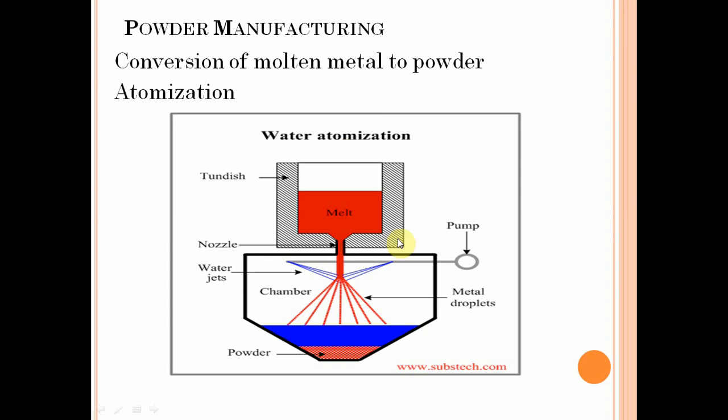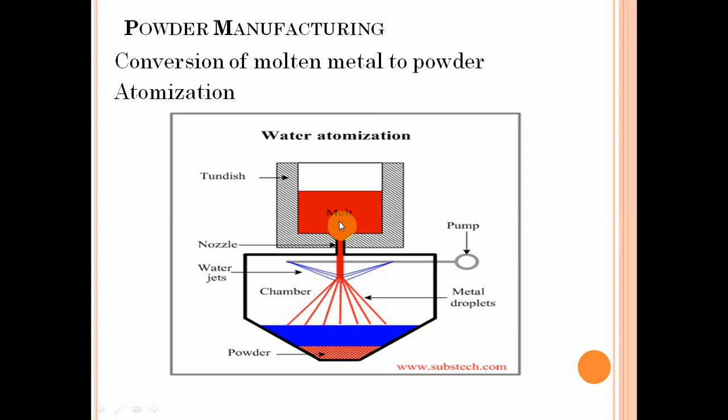atomization, the metal is kept inside the tundish. It is called the tundish, and a small hole is made here that we call the nozzle. Through the nozzle, the metal enters into the metal jacket. Once the metal comes through the nozzle, water jets are used. Water impinges on the metal through a pump. This we call the chamber. Inside this chamber, this process takes place.